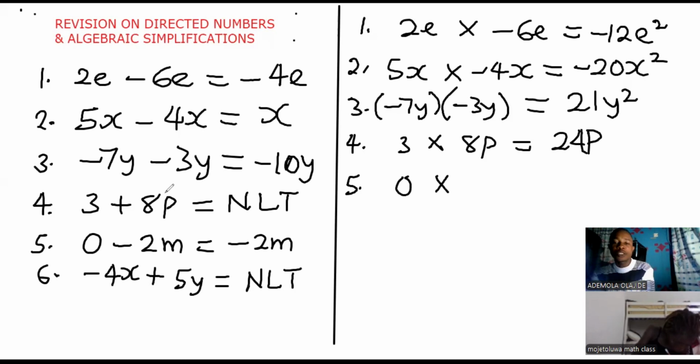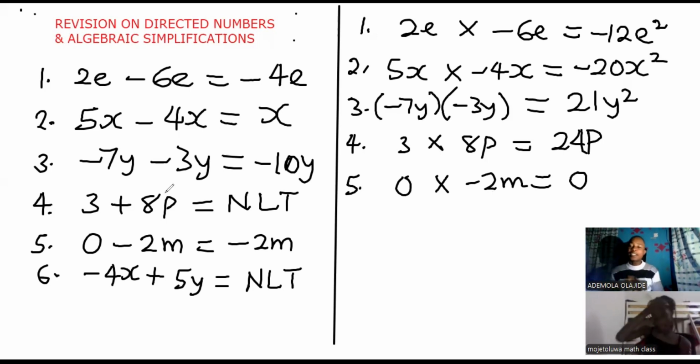0 to multiply negative 2m. Oh, this is going to be 0. Correct. How do you know? You know 0 times anything is 0, right? Regardless of sign or whatever. Don't say plus times minus. When you see 0 multiply anything, no matter how big the term is, the answer is simply 0.